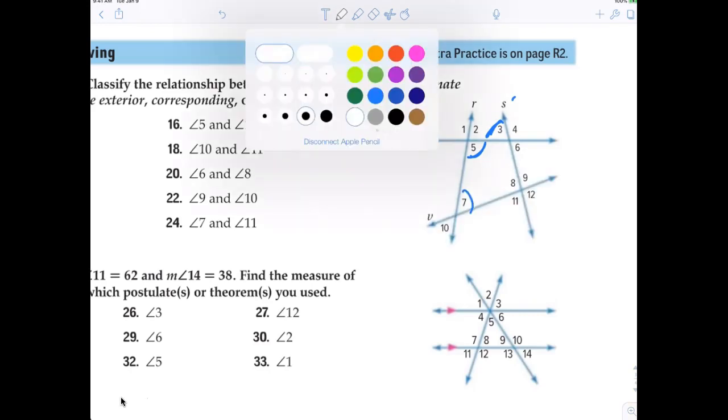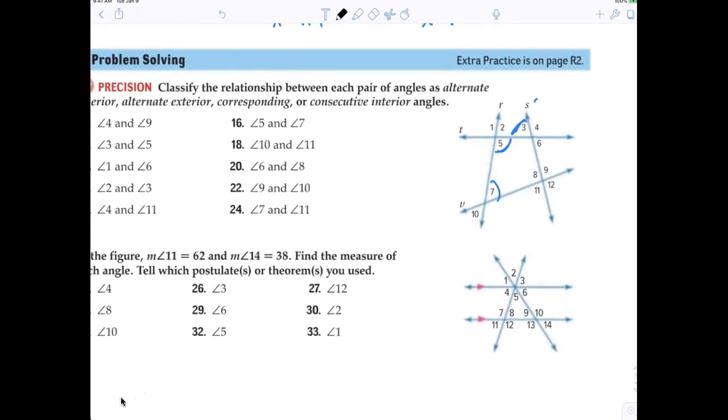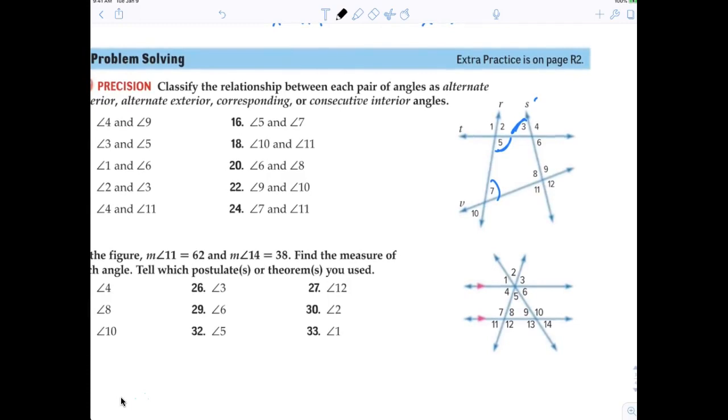Now, let's try 10 and 11. What's 10 and 11? Corresponding. Good. What's 1 and 6? 1 and 6 are alternate exterior. Right? 1 and 6 are alternate exterior. 6 and 8. Alternate interior. Alternate interior. Good. On the inside of the lines.